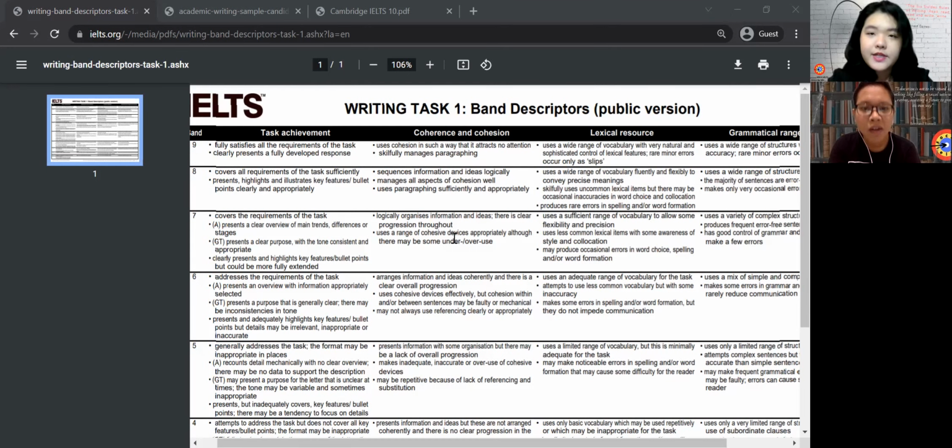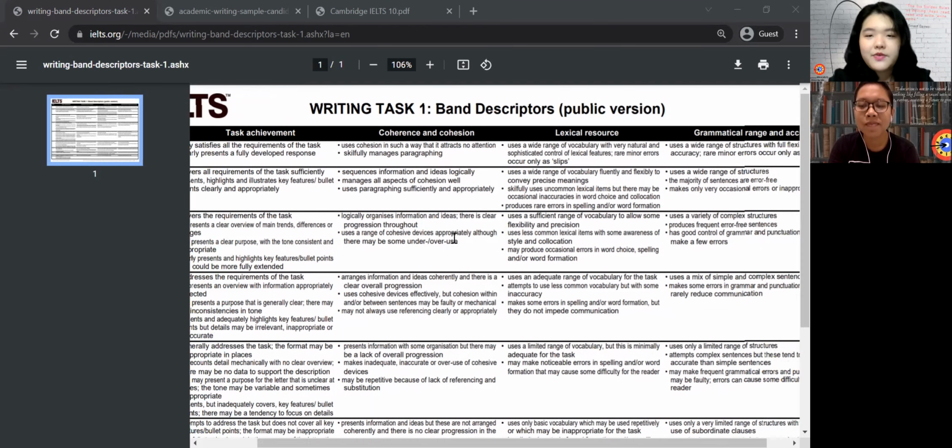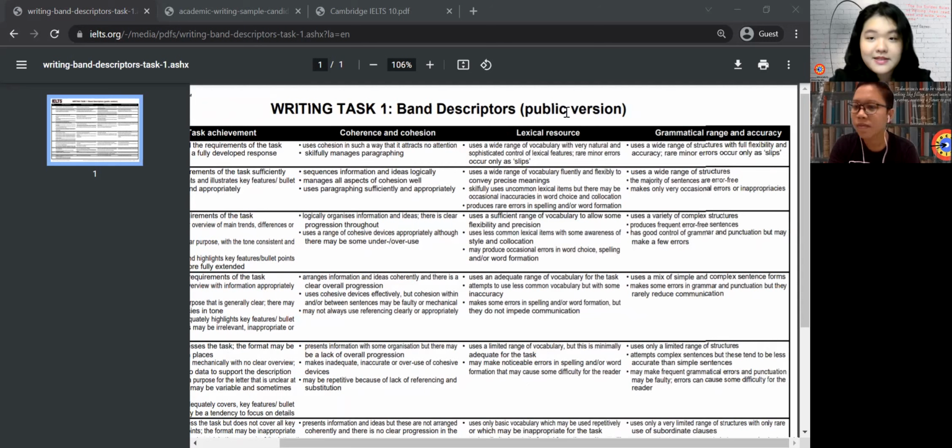The second, coherence and cohesion. How clear and how easy to understand your sentences, your paragraphs, your essay, not based on the vocabulary or the grammar, but the connectivity between sentences. It's important, right? Okay. Third, we have vocabulary, lexical resource. And fourth, we have grammar, of course. These are 2 obvious aspects of language, right?